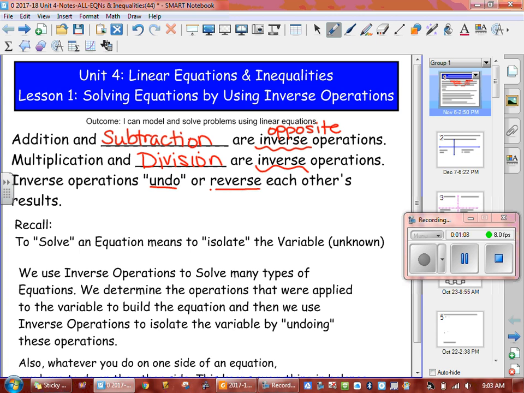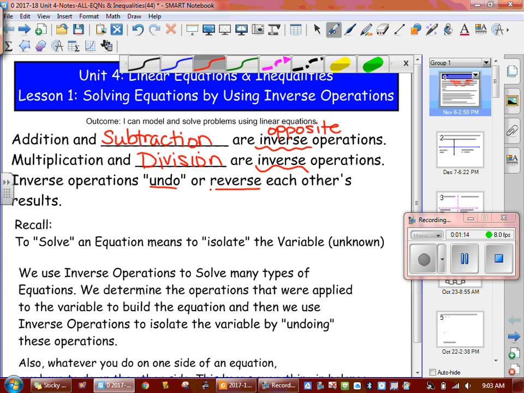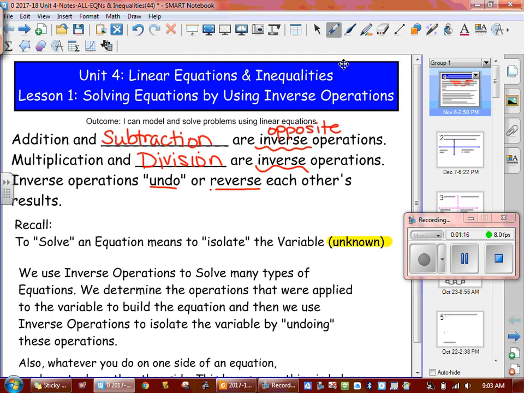So we're going to be talking about isolating the variable. Isolating the variable is the ultimate goal that we have when we solve a linear equation. We call this ITV. Okay? ITV. Isolate the variable. So we need to isolate the variable.